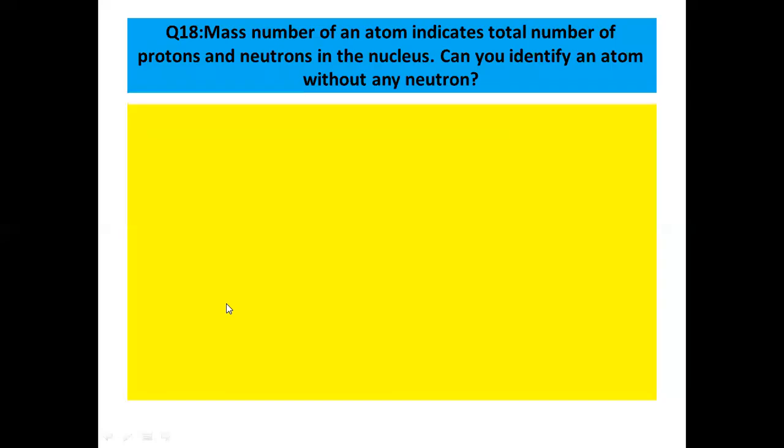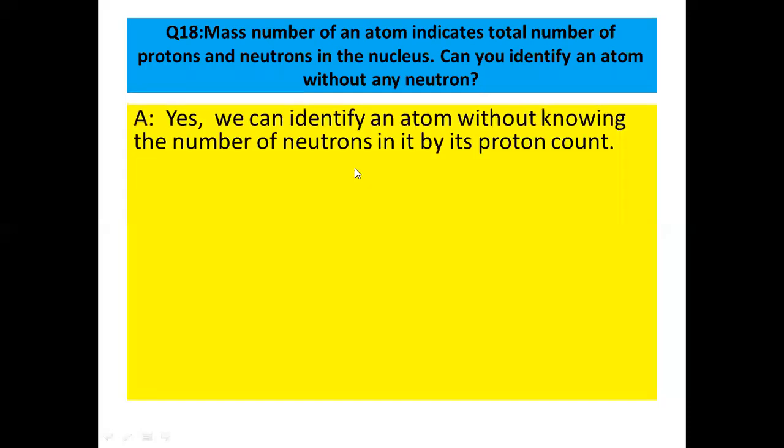Question number 18: mass number of an atom indicates the total number of protons and neutrons in the nucleus of an atom. Can you identify an atom without any neutron in it? Although I explained this question, which is a short question answer, I'm just going to give a quick review. Yes, we can identify an atom without knowing the number of neutrons in it.